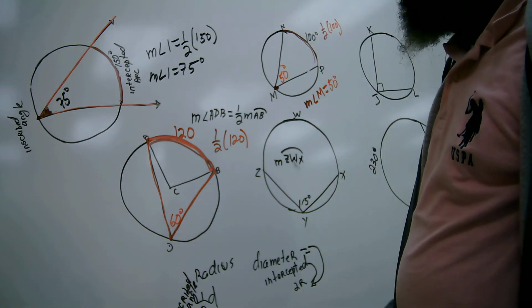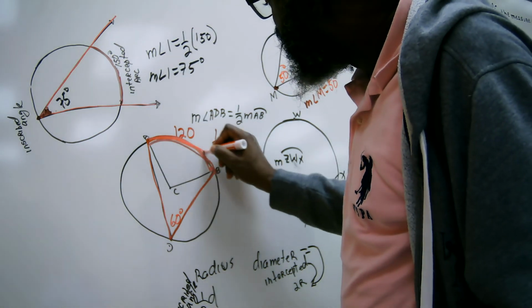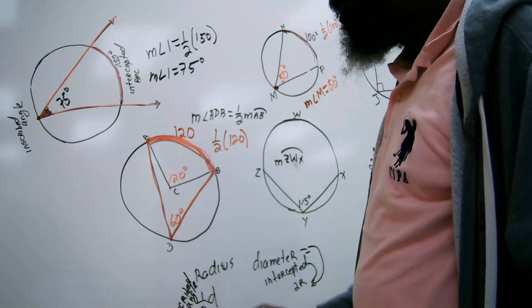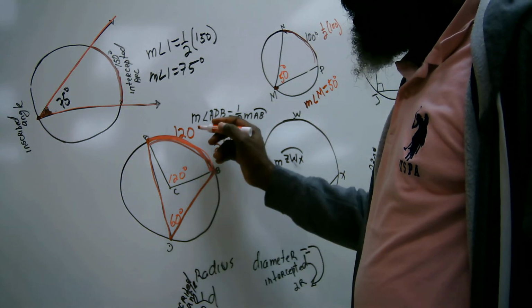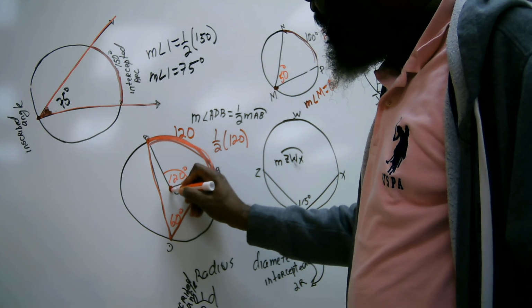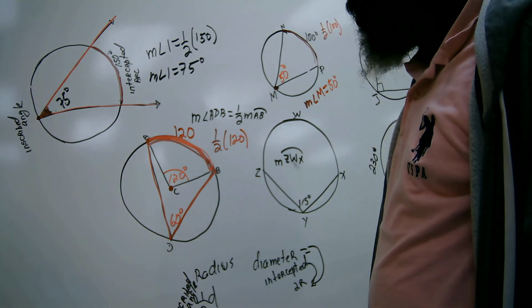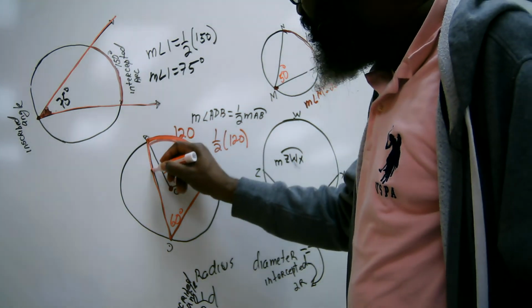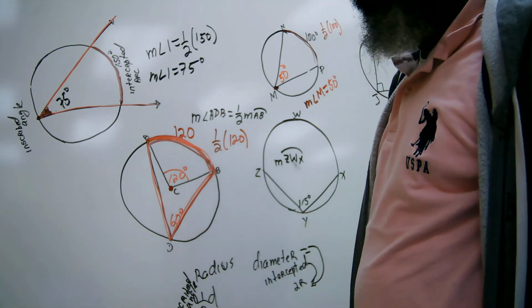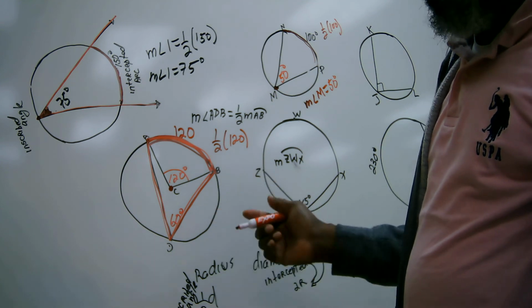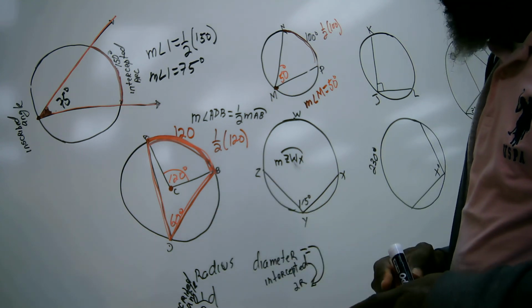However, this is called the central angle. The central angle C will be 120 degrees. So do not confuse central and inscribed. For central, the vertex is in the center of the circle. Inscribed means the vertex must be on the circle. Those two terms are going to play tricks on you, so be aware of them.